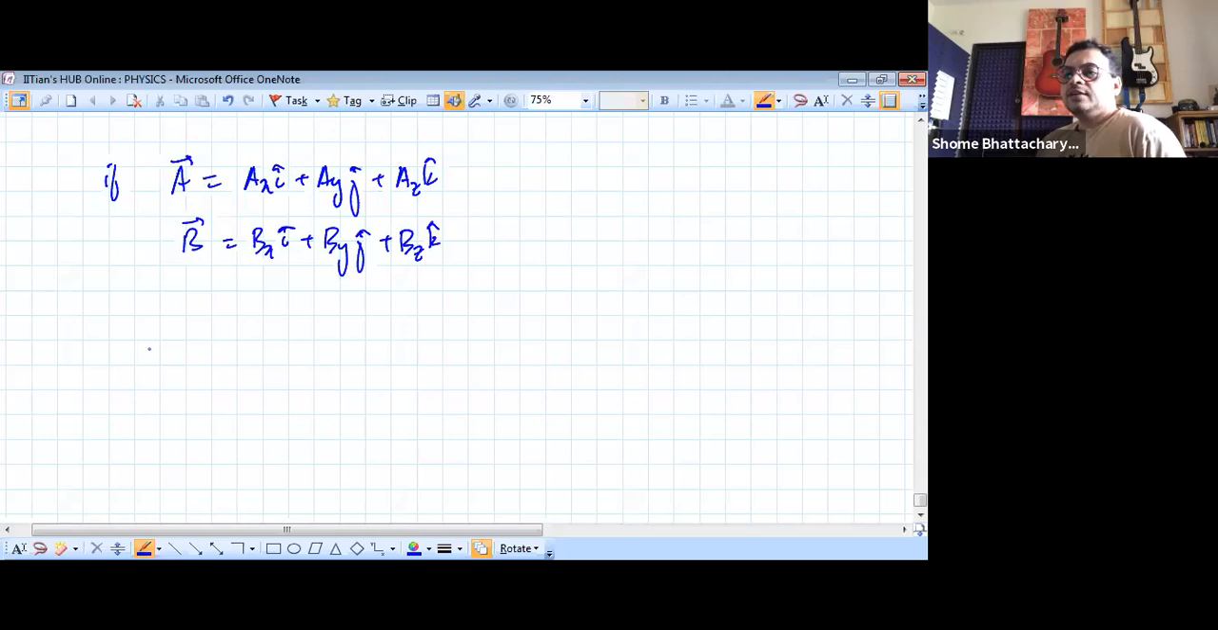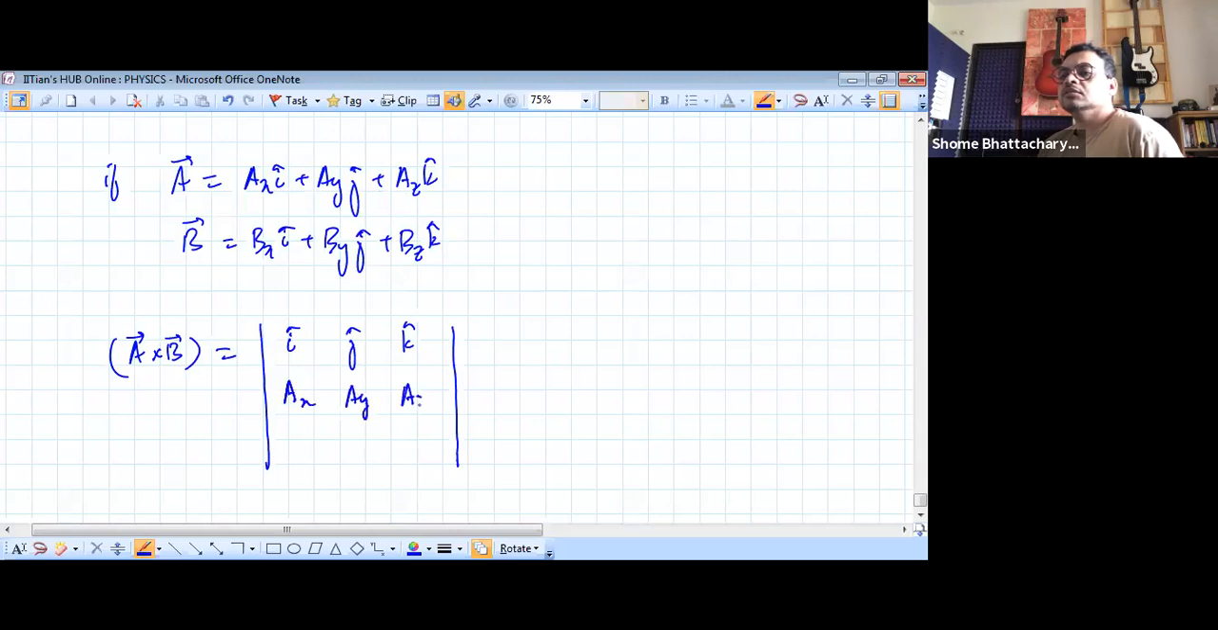Okay. Now for calculating A cross B here, we have a shortcut formula which makes use of determinant of matrix. So we write a 3 by 3 matrix. Okay. So the first row becomes the unit vectors. The second row becomes the components of the vector A. So it is Ax, Ay, Az. The third row becomes the components of the vector B. So Bx, By, Bz, and then we calculate this in the normal way. Like we calculate the determinant of the matrix.